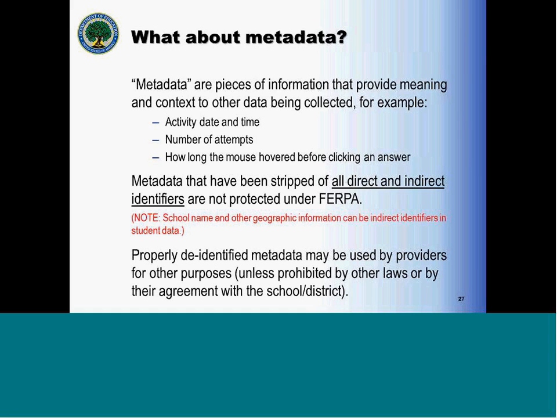Metadata that have been stripped of all direct identifiers and other indirect identifying information are not protected under FERPA, because at that point they are no longer considered to be PII. An important caveat, however: when looking to de-identify metadata, it's important to consider that, depending on the context, school name or other geographic information can be indirect identifiers in student data. People often forget that point. Done properly, though, de-identified metadata can be used by providers for a number of other purposes, otherwise prohibited by law, or by more restrictive data use provisions in the provider's agreement with the school or district.